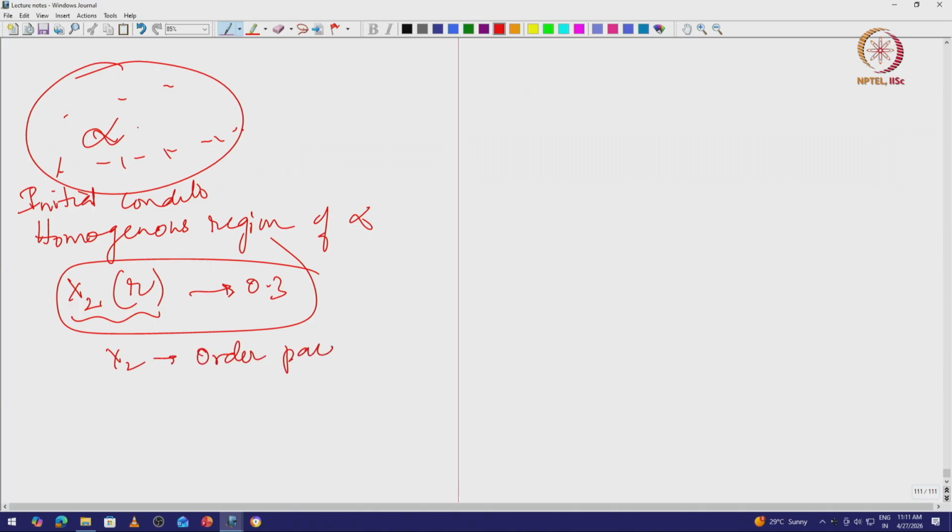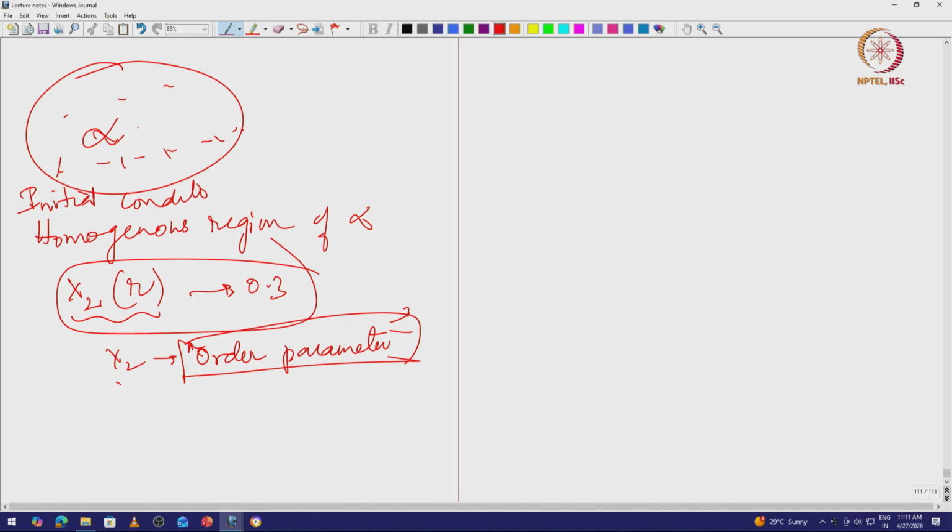It is actually defining, just the value of x2 is defining which phase I have, right. If x2 is 0.3 everywhere, I am going to say that it is an alpha phase. Okay. Now, it is not a very proper order parameter according to physics, but I am using x2 as a proxy to determine what is alpha, what is beta, what is gamma.